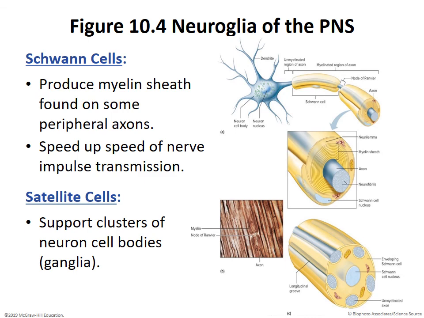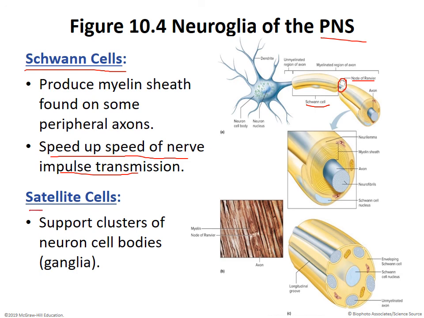Now, in the neuroglial cells of the peripheral nervous system, there's only two. The Schwann cell, again, is going to be the one that provides myelination for the axons there. Don't forget, we looked at just a minute ago that the gaps between the Schwann cells where the axon is exposed are called the nodes of Ranvier. They greatly speed up the speed of nerve impulses, and we'll discuss how that happens.